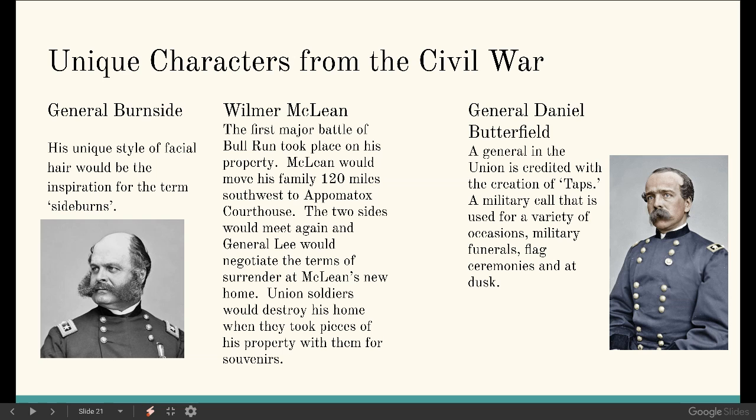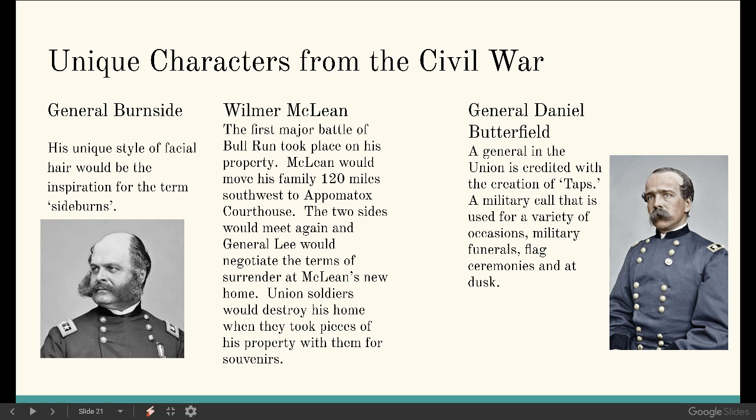And unfortunately, the Union soldiers destroyed his home because they took little pieces of his property with them, strips of furniture, pieces of wood, anything that they could take as a little memento of the end of the war. So that was kind of bad for old Wilmer McLean.